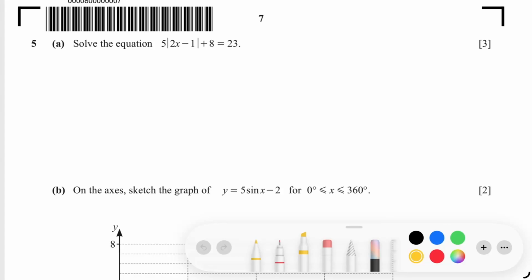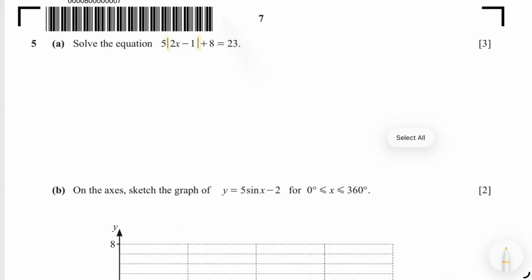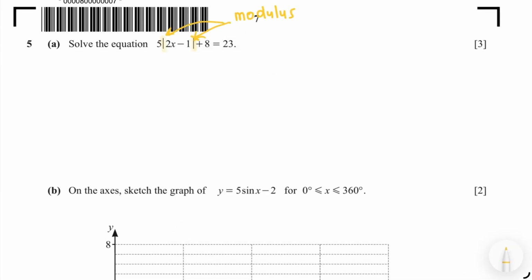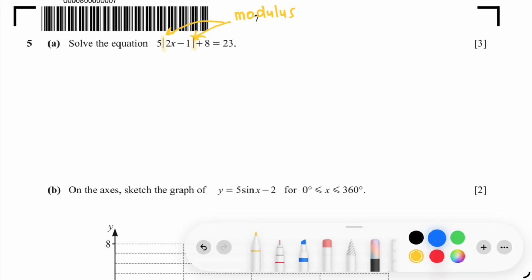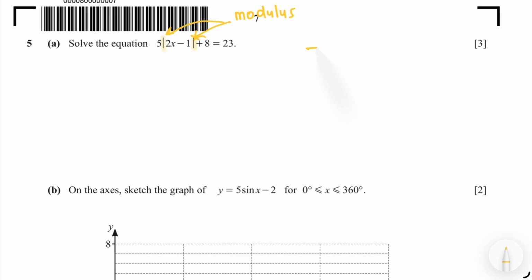Question number 5. Solve the equation 5|2x - 1| + 8 = 23. Whenever you see these two straight lines, this is a symbol for modulus. Modulus means distance from 0. So before we talk about the equation, imagine a number line.